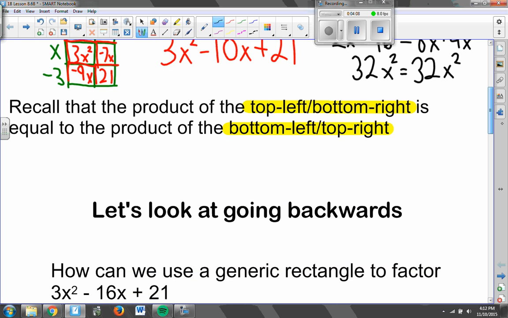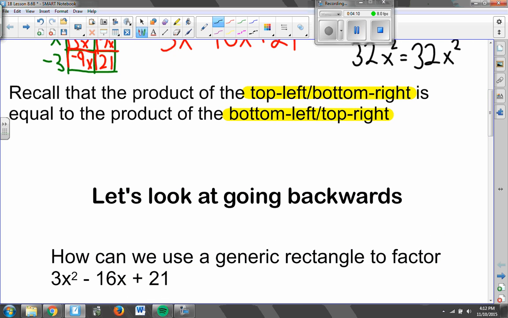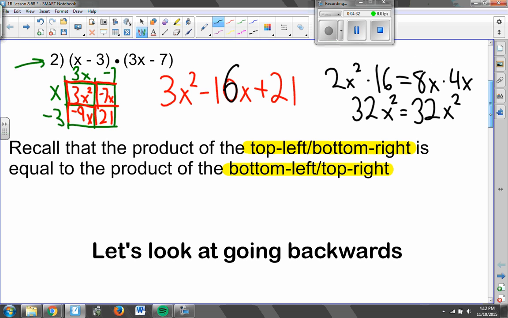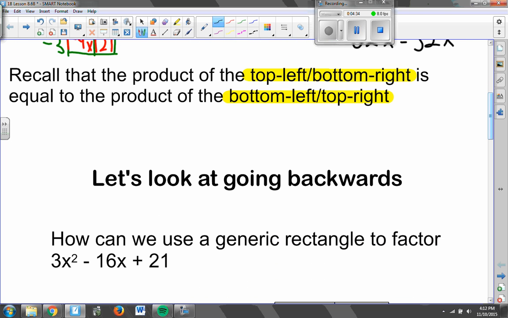How do I go backwards? We are going to use a generic rectangle to factor 3x squared minus 16x plus 21. Which I am realizing is actually what this should be up here. Minus 7x and minus 9x is minus 16x, not minus 10x. I apologize for that. Hopefully we can take our quadratic here, 3x squared minus 16x plus 21, go backwards and end up at that warm-up problem. That's going to be our goal.